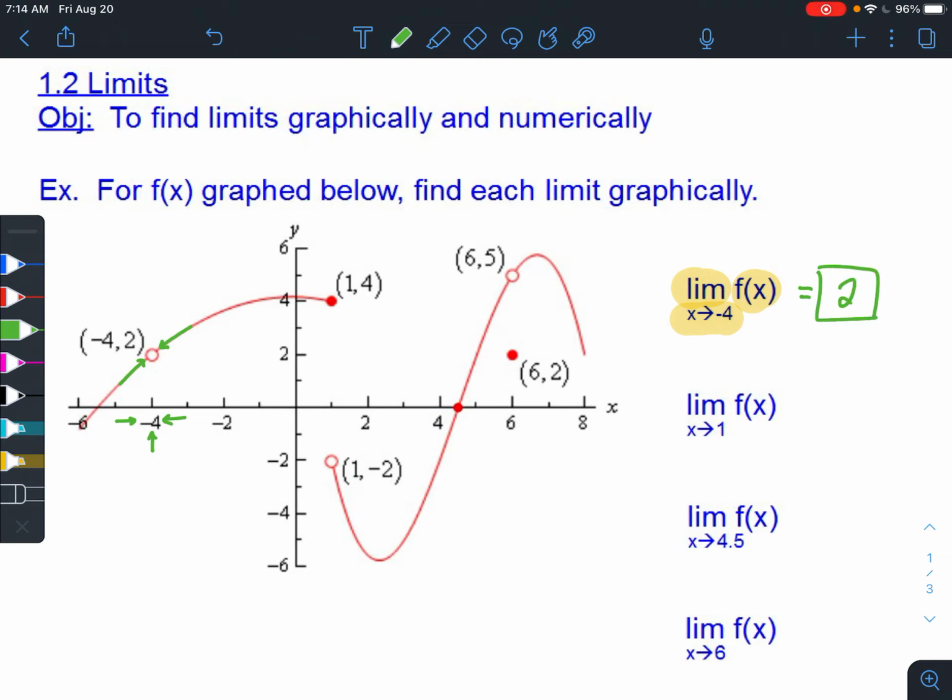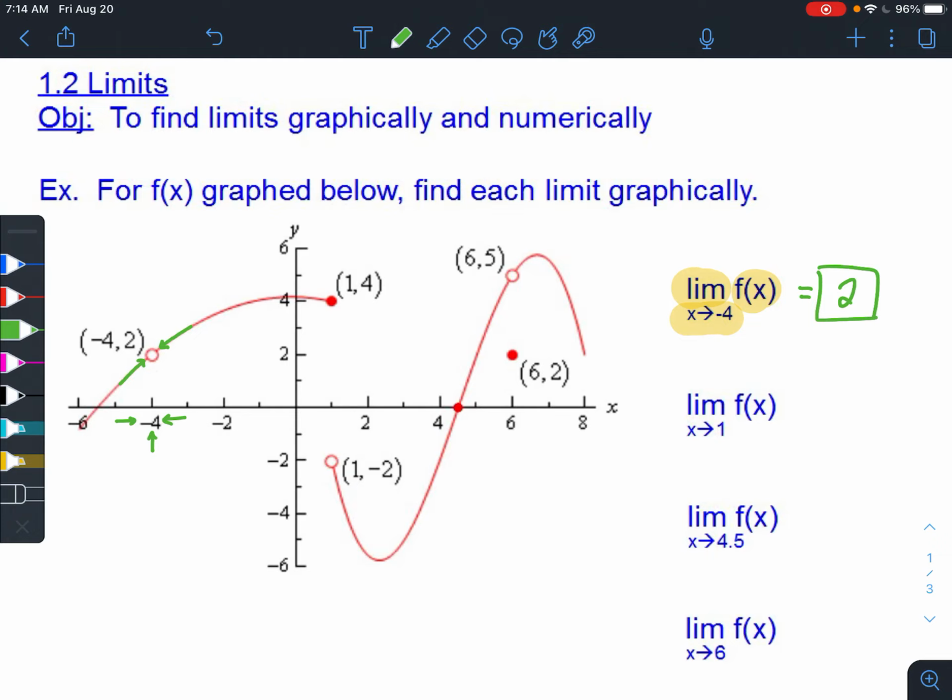Okay, and again, I don't care that there's a hole at 2. That's not what I'm asking about when I'm asking for a limit. I'm asking, what I get really, really close to in terms of a y value as I get very, very, very close to a particular x value. All right, hopefully that made sense, but let's keep going.